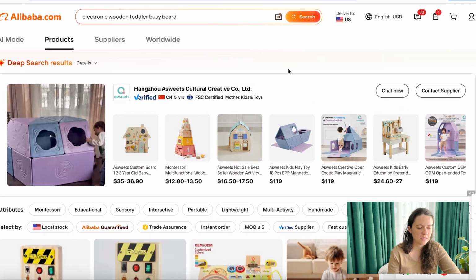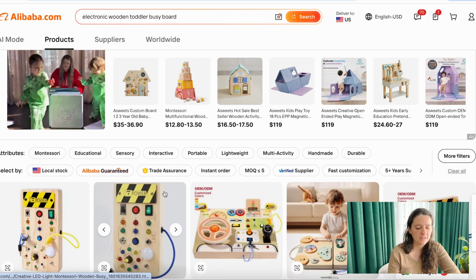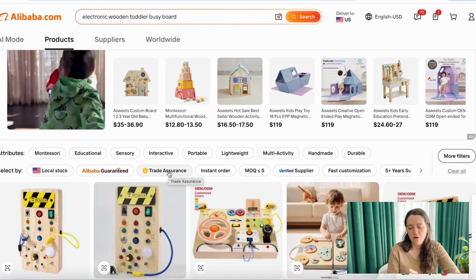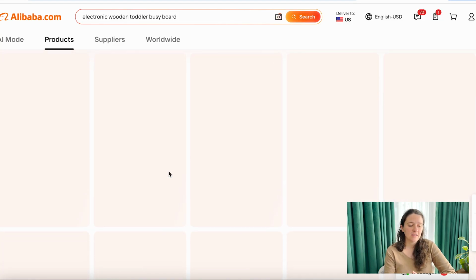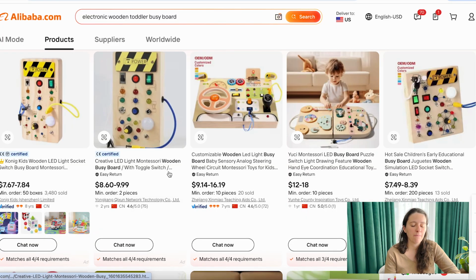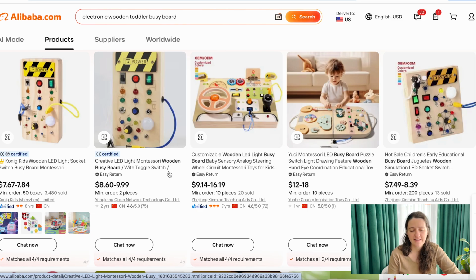I choose the filters. So the first filter that I choose is Trade Assurance. Trade Assurance means that when you pay for a product to a supplier, your money is held in escrow. So the supplier won't receive your money until you confirm, when you receive the goods, that they are correct and of good quality. And then you click confirm, and then the supplier gets the money. So this is like your first line of defense, okay.